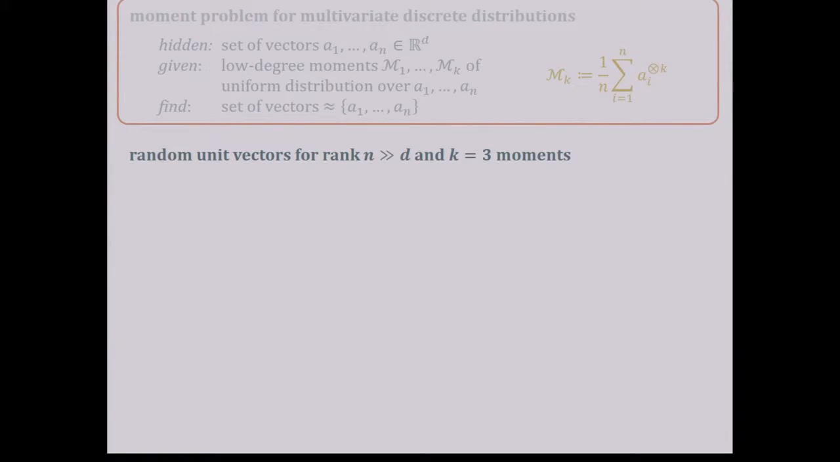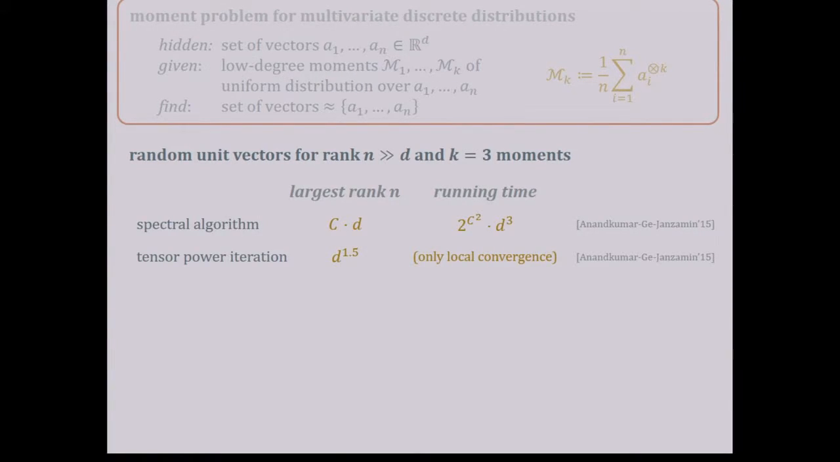And suppose you only want to use the first 3 moments of the vectors. This problem has been studied only very recently, and it turns out to be quite a bit harder than the case of linearly independent vectors. The first result in this context is that if you have at most c times d vectors, for some constant c bigger than 1, then there's an algorithm that solves the problem with a running time that is exponential in c. So this is reasonable if c is logarithmic in d.